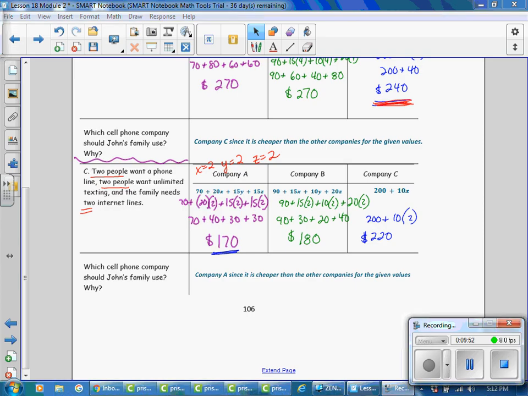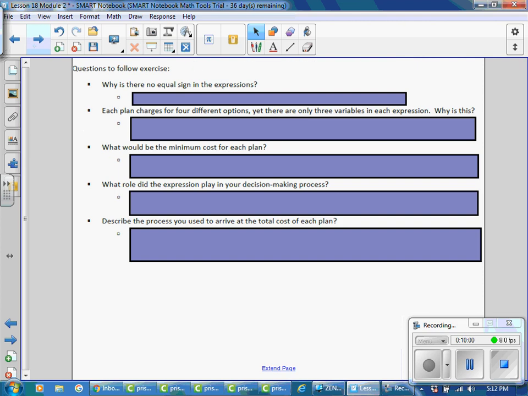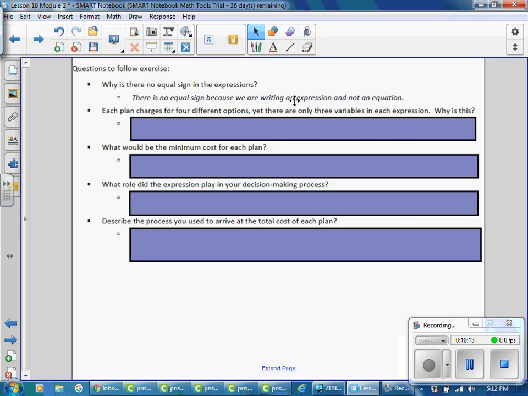For the family who wants two phone lines, two text lines, and two internet lines, the cheapest company will be company A. So just think about the following questions. You do not need to write them down in your notes. Why is there no equal sign in the expressions? There's no equal sign because when we write expressions, that is not an equation. It doesn't tell you what it's equal to.